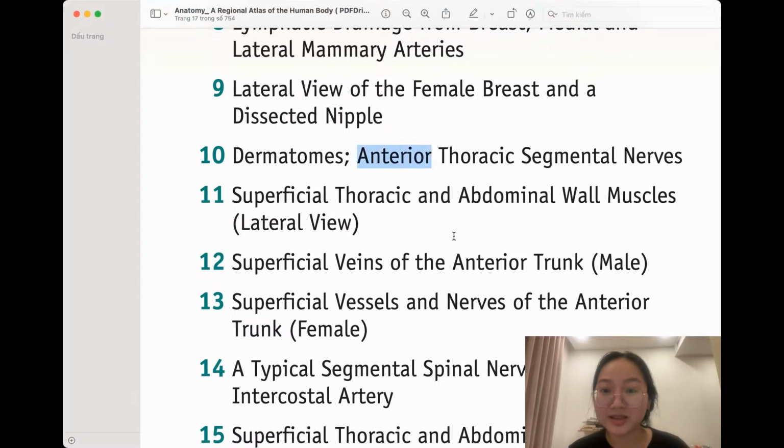Pretty good. Okay, anterior and thoracic and segmental. I know. There's no one reading but what I'm talking about right now. Okay, so superficial, thoracic, and abdominal wall muscles. Sorry, I'm just texting with my friends about whether she got the right answers for the questions I gave her for the listening parts, but right now she got it already.